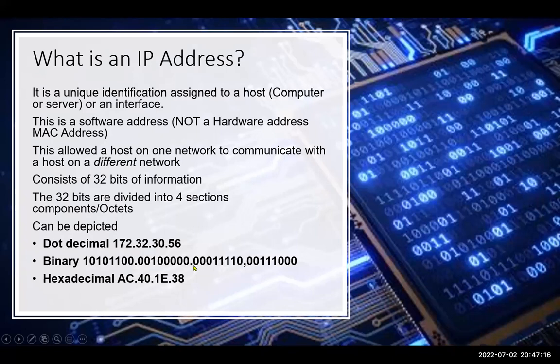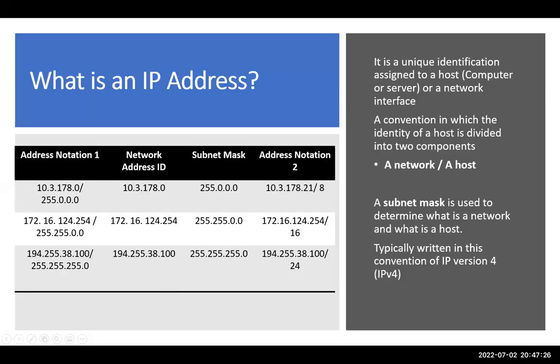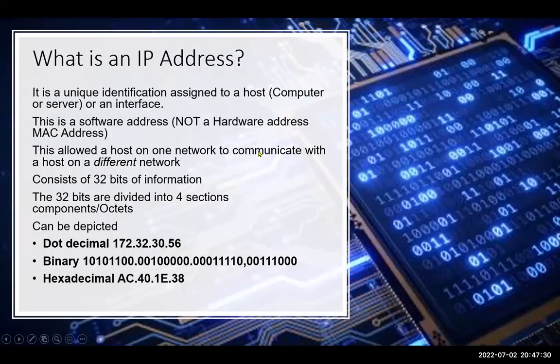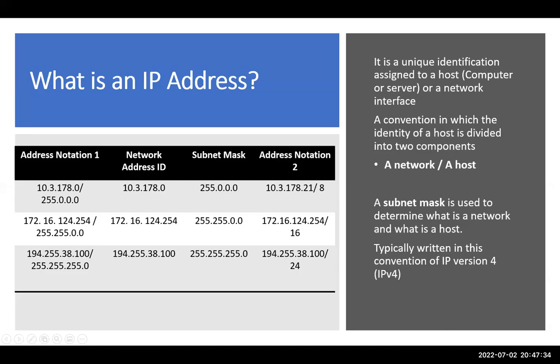This binary notation corresponds to this dot decimal IP address notation. And below, we have a hexadecimal representation of the same IP address. So we have different IP addresses, which are unique identifiers for a host, which could be a computer or a server. And these IP addresses are used to identify the host by giving it 2 different components.